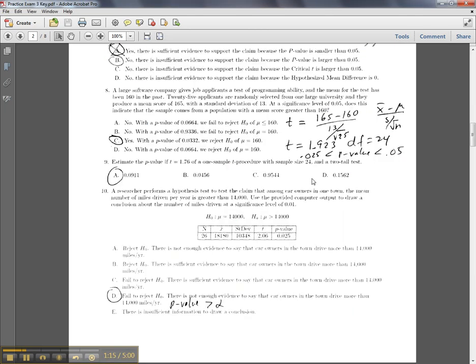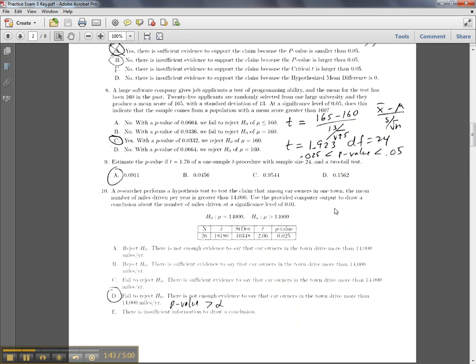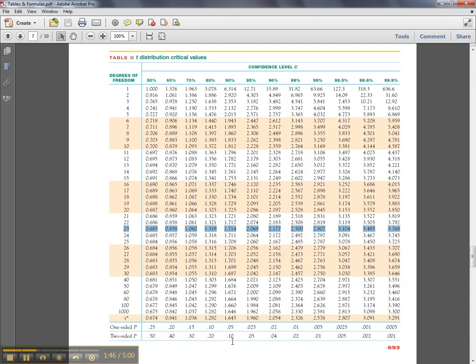If we're estimating what our p-value could be, which of all of these could it possibly be? It can't be 0.9544 because that's almost equal to 1, and that's not near 0.10, 0.05. The reason it's not 0.0456 is because 0.0456 is right here, out of the t-statistic that we have. And the other option, 0.1562, is right out here, right in the middle here. So that's not in the interval of 0.10 and 0.05.